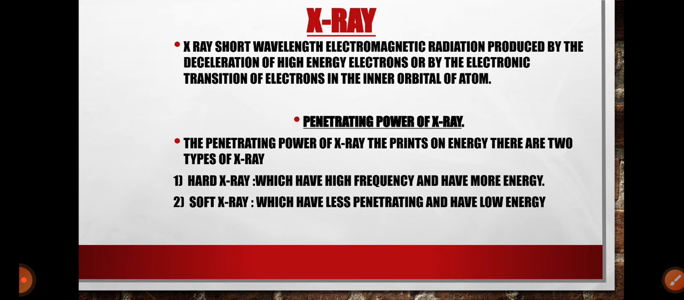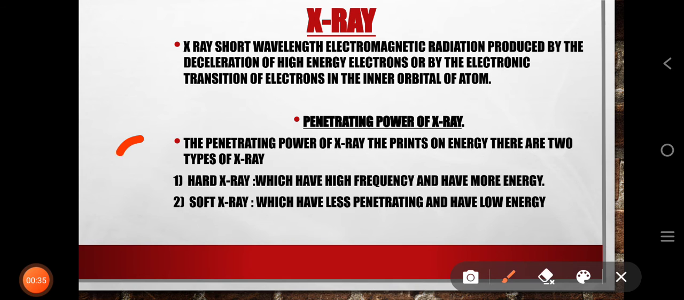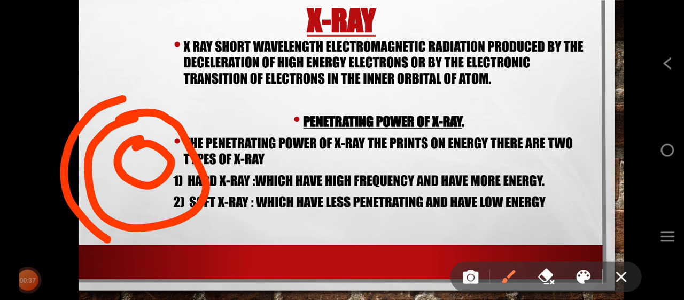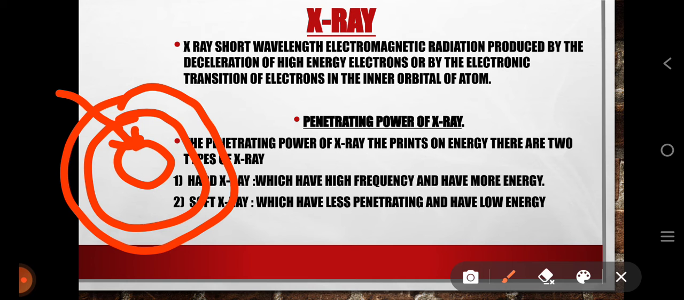In this we have to use X-ray. The X-ray is a short wavelength electromagnetic radiation produced by the deceleration of electrons, and it is used to eject electrons from the inner orbital. Let's consider these are the orbitals. This X-ray is incident on the inner orbital and ejects the inner electron.